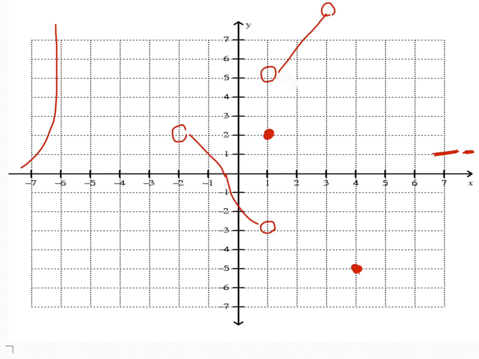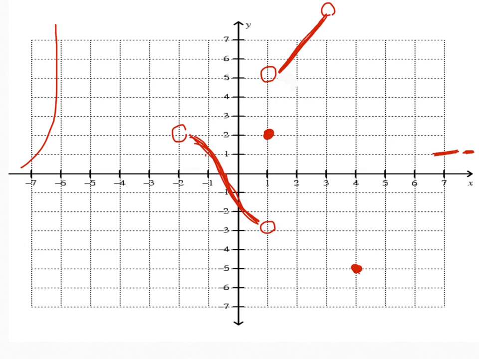Followed by the limit as x approaches 1 from the left hand side. Coming from the left hand side of 1, it has a value of negative 3. So I'm showing you the trend here: as x comes from the left hand side, I have a value of negative 3, and this time I'm putting in an empty circle. Followed by as x approaches 1 from the positive side, I have a value of 5. Again, I am showing you the trend from the right hand side of 1, which has a value of 5. But f of 1 itself has a value of 2.